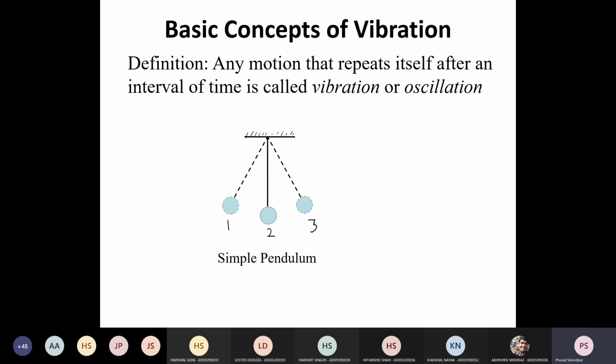So let's now go through some basic concepts of vibrations. Right. So what do you mean by vibration or oscillation? Any motion that repeats itself after an interval of time is called vibration. Okay, so this is the first definition you should keep in mind. All right. So the position 2 is called the mean equilibrium position.